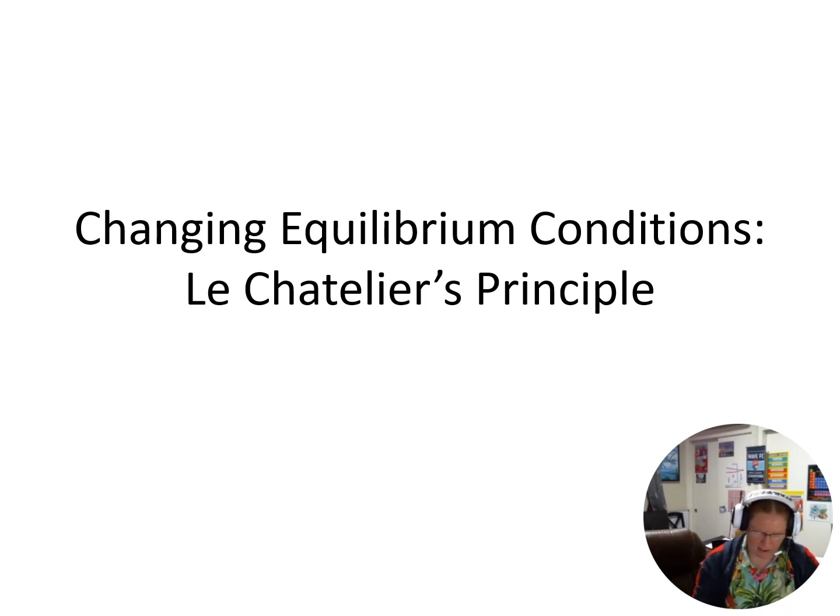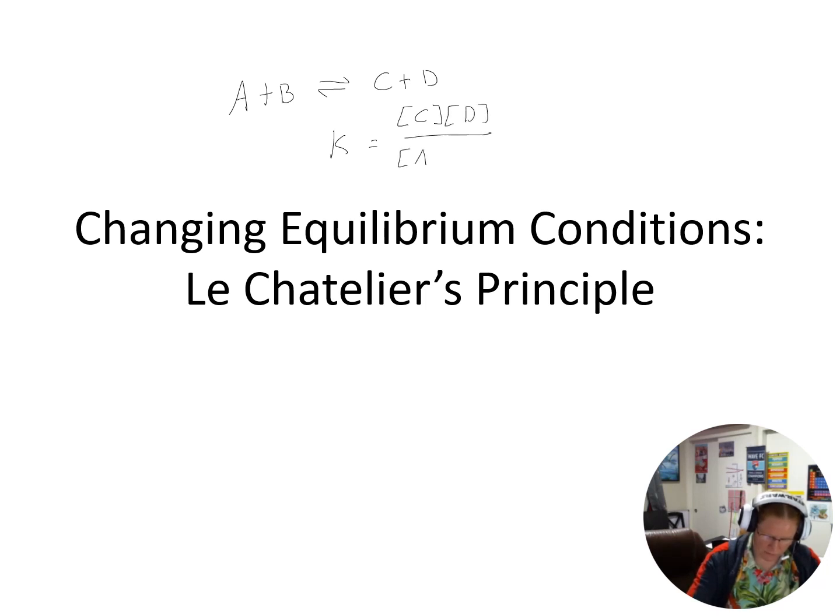So if I have A plus B yielding C plus D, and this is super, super simplified here, I can write this equilibrium constant expression that looks like this: the concentration of C times the concentration of D over the concentration of A times the concentration of B. So my products over my reactants. So at equilibrium, this is a constant, which means this number cannot change.